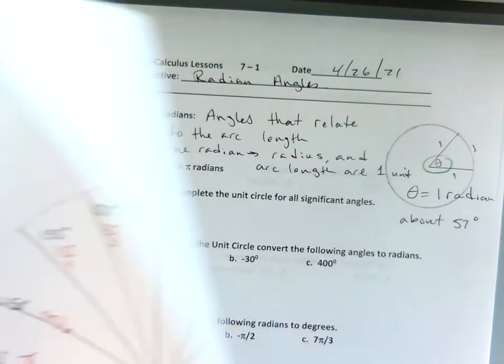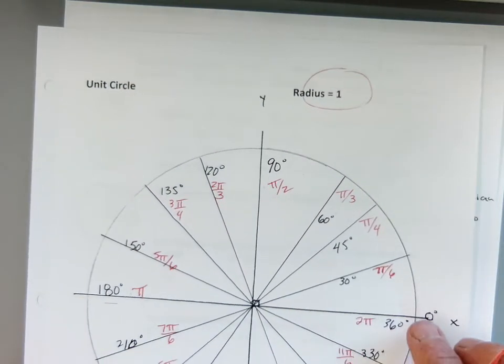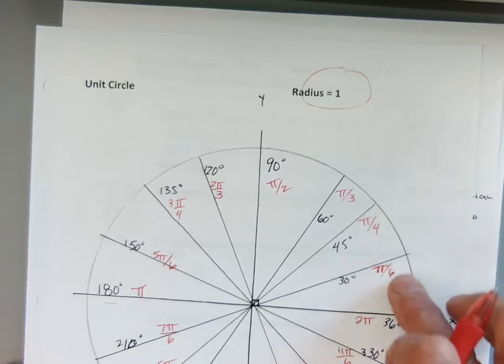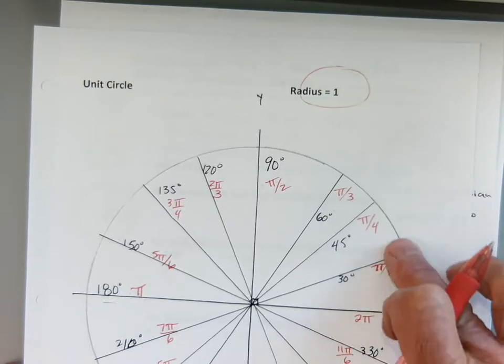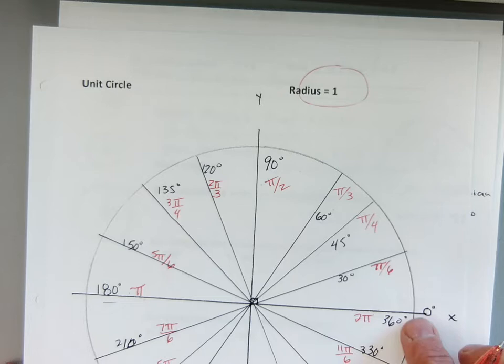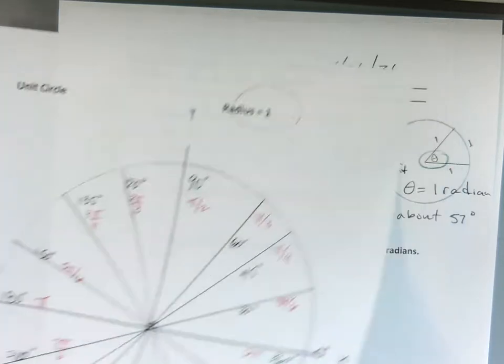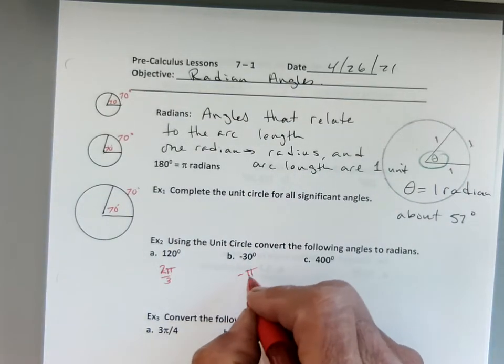Negative 30 degrees. Well, wait a minute. If this much is 30 degrees, which is pi over 6, then a negative would be negative pi over 6. You okay with that? So this would be negative pi over 6.